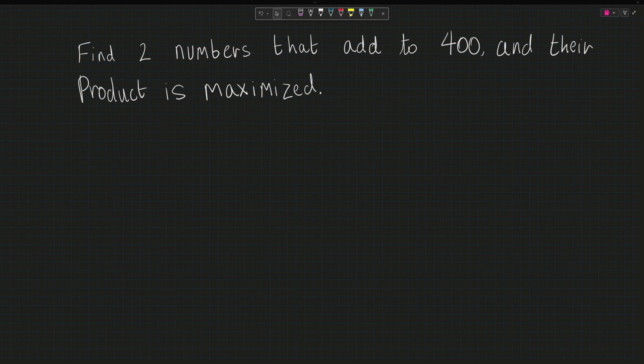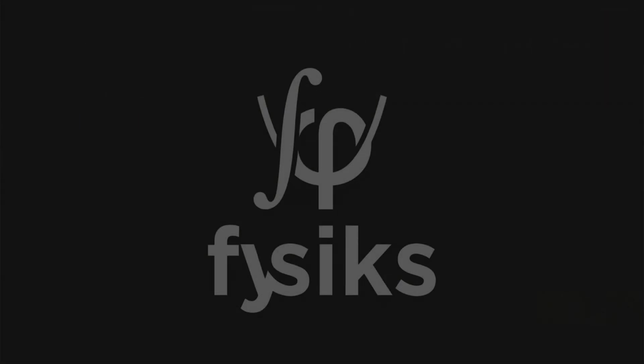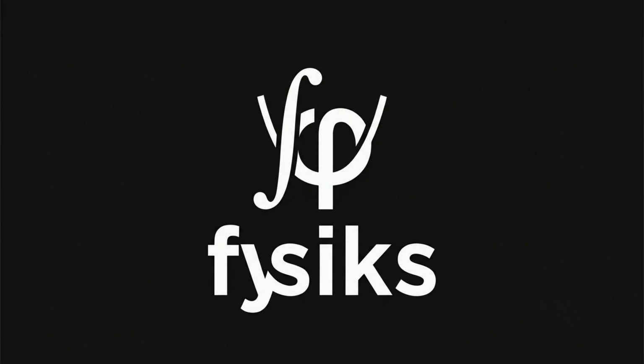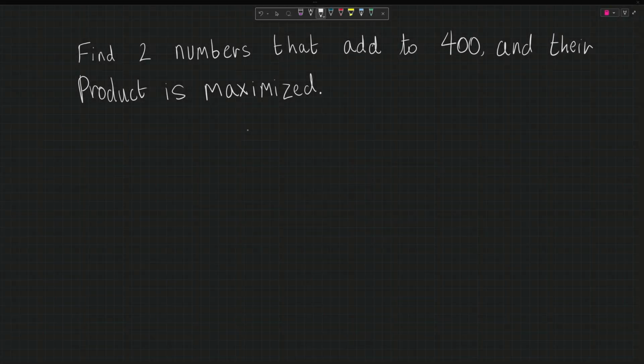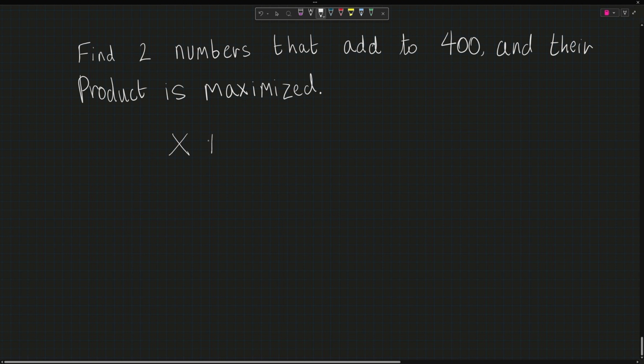Now let's see how to do this. So how do we even go about this? Well, the first step to any optimization problem is to identify the constraint. And those constraints sometimes make their own equations. For example, over here, our constraint is that the two numbers have to add up to 400. So I'm going to call my two numbers x and y, and x plus y is 400.